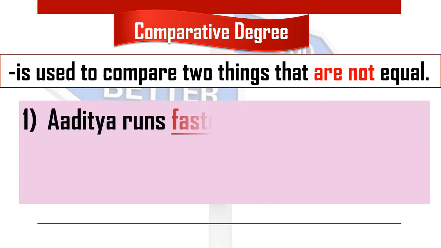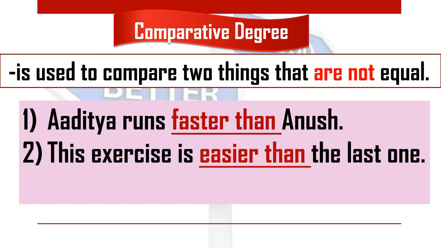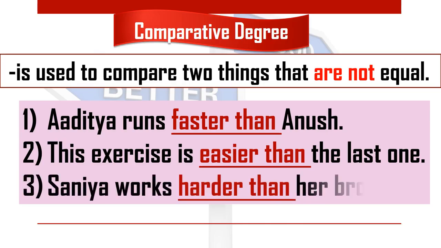So here come some more examples. Aditya runs faster than Anush. We have added ER. Just look at that. Fast is the basic adjective and we have added ER, so it has become an example of comparative degree. This exercise is easier than the last one. Here we are comparing two exercises. Sania works harder than her brother. So here is a comparison between Sania and her brother. Okay.